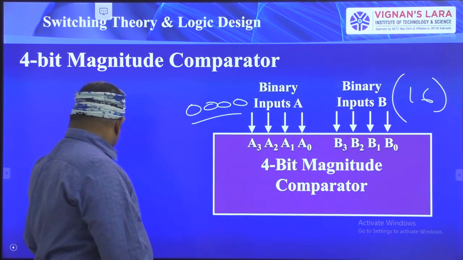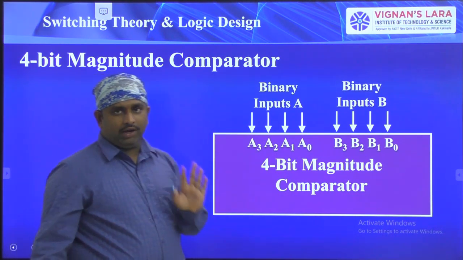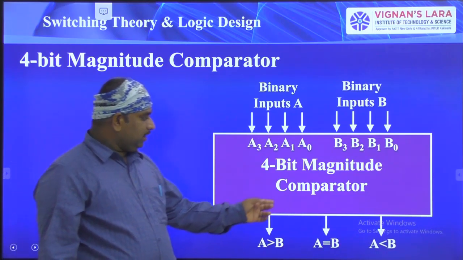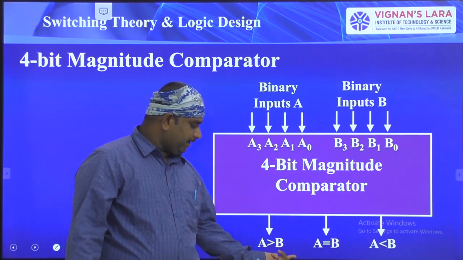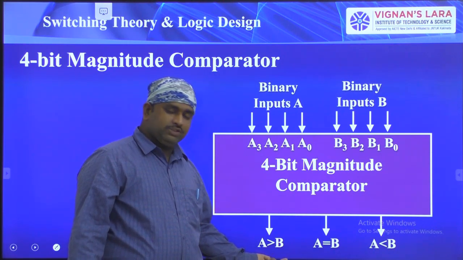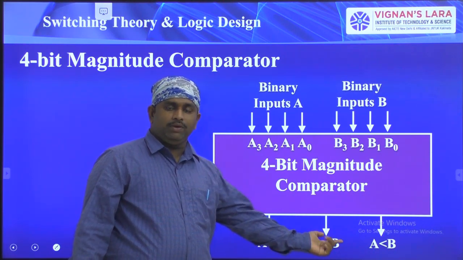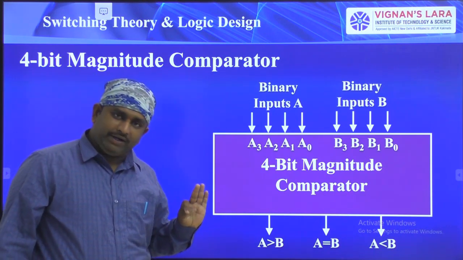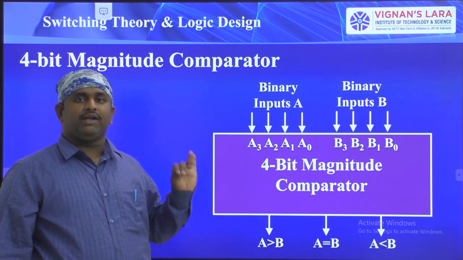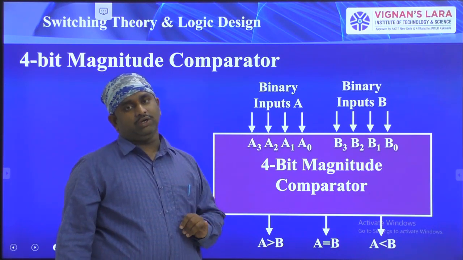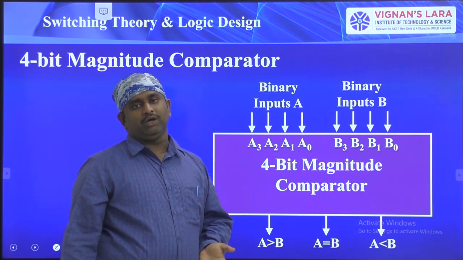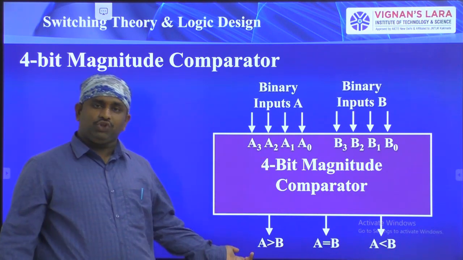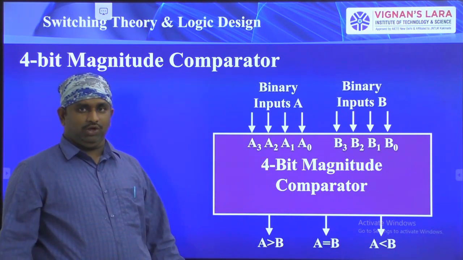Here I am not drawing all the combinations, so see carefully. This is the 4-bit magnitude comparator and it has 3 outputs: A less than B, A equal to B, A greater than B. It may be a single-bit comparator, a 2-bit comparator, a 4-bit comparator, an 8-bit or 16-bit magnitude comparator, whatever it may be, it has only 3 outputs.